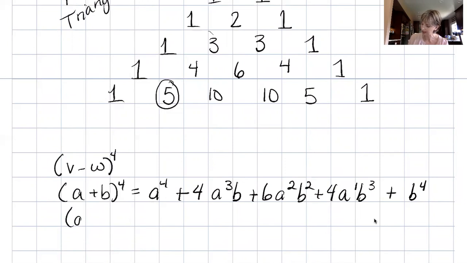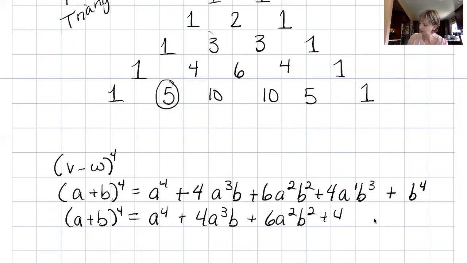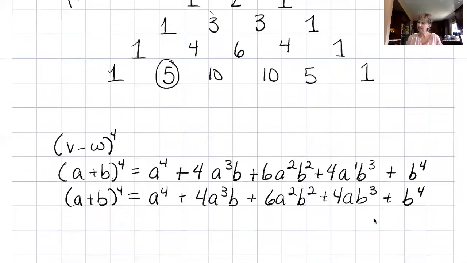All right, so (a + b) to the fourth is a to the fourth plus 4a cubed b plus 6a squared b squared plus 4ab cubed plus b to the fourth. I'm just going to clean it up a little bit, make my spacing a little more pleasing. The only thing that's different between (a + b) to the fourth and (v − w) to the fourth is going to be my letters, plus the fact that b is actually going to be a negative.